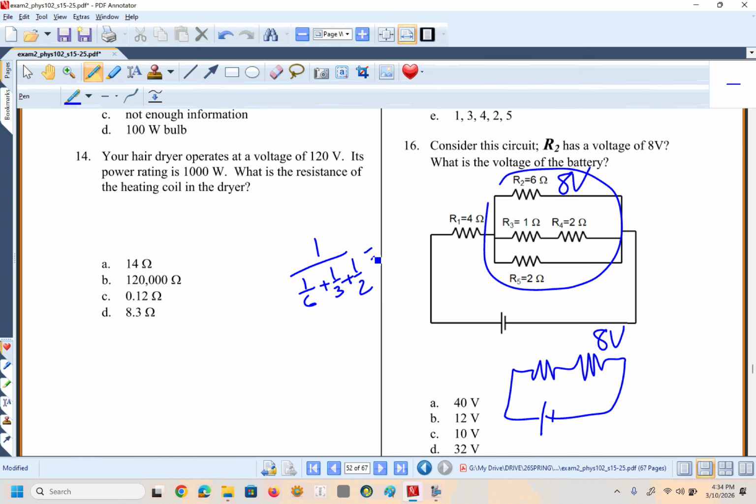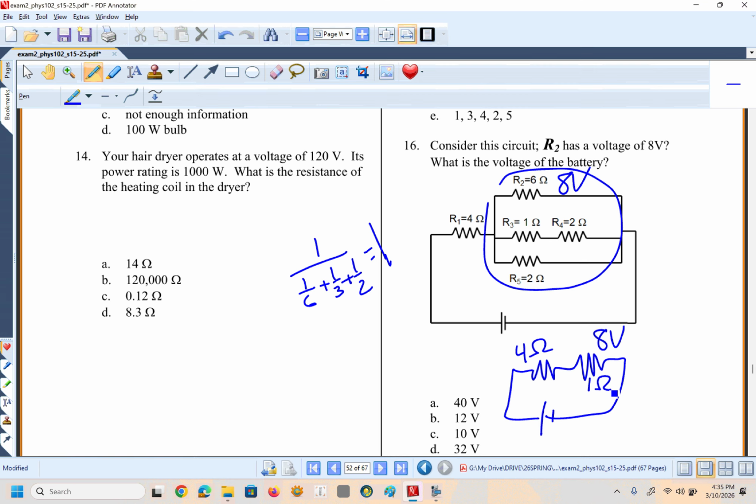What is that? That's 1 over 6 plus 2 over 6 plus 3 over 6. That's 6 over 6. So yeah, that's equal to 1. So I have a 4 ohm resistor and a 1 ohm resistor. And the 1 ohm resistor has 8 volts across it. You with me on this? Because if this resistor, the 6 ohm, has 8 volts, that means the equivalent resistor also has 8 volts. Is that clear, Trish, so far?